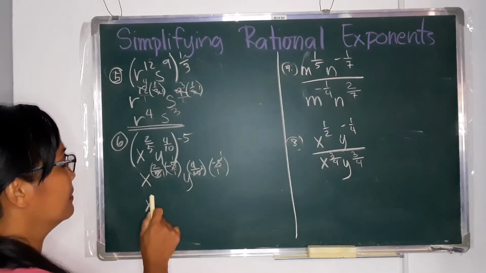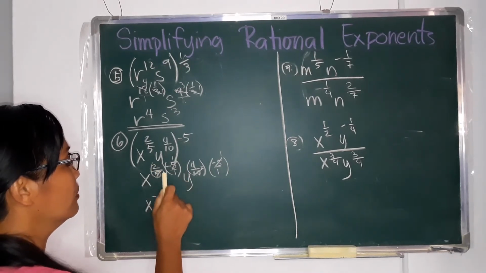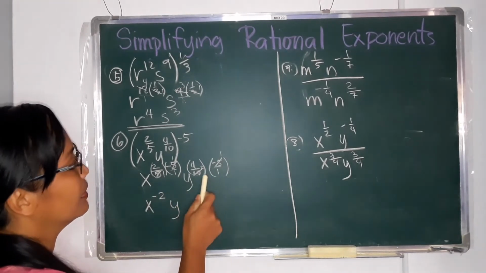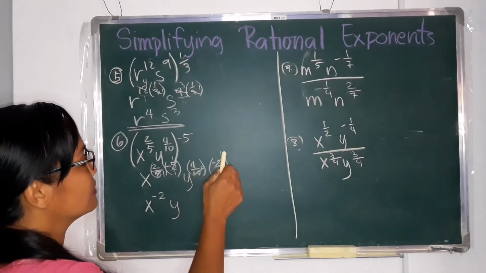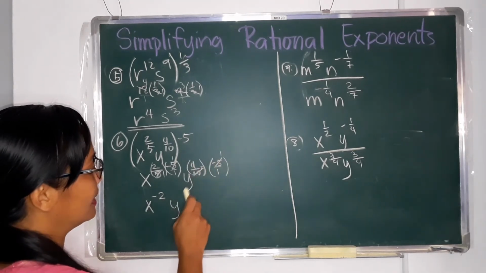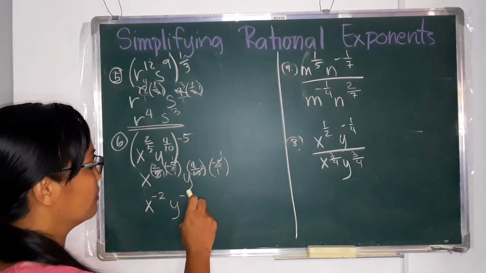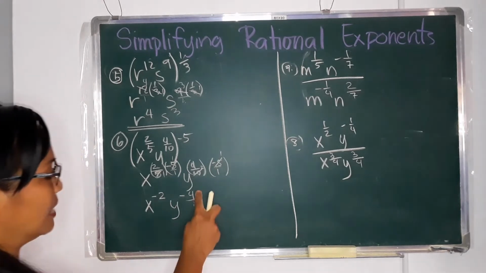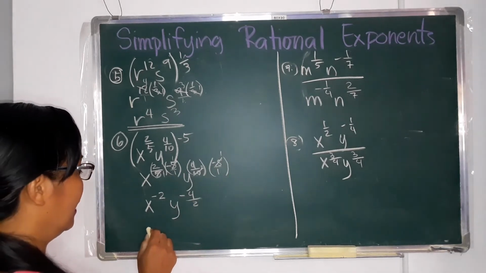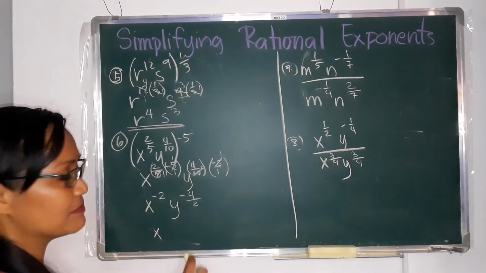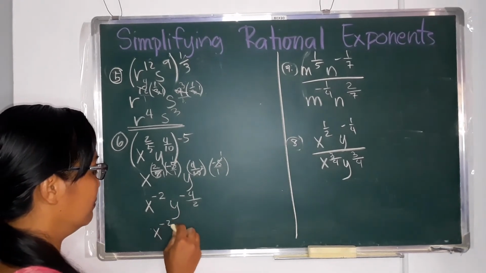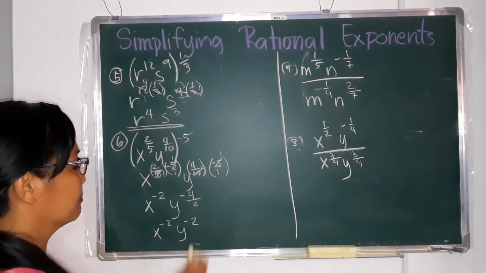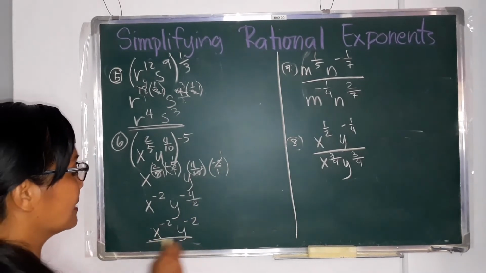Positive times negative, negative 2 times 1, we have 2 over 1, so still negative 2. Copy the base y. Next, we have 4 times 1, positive times negative, negative 4 times 1, we have 4 over 2 times 1, 2. Still 4 and 2 can be simplified. So x raised to negative 2 and y raised to negative 4 divided by 2 is equal to 2. So is this our final answer?